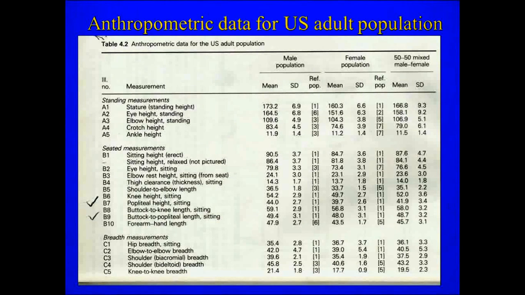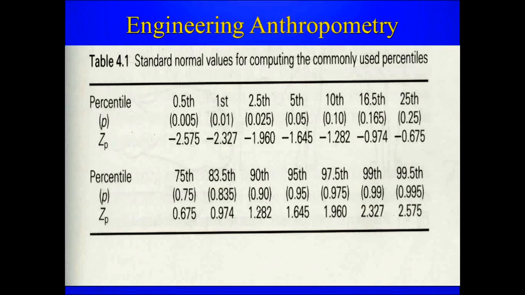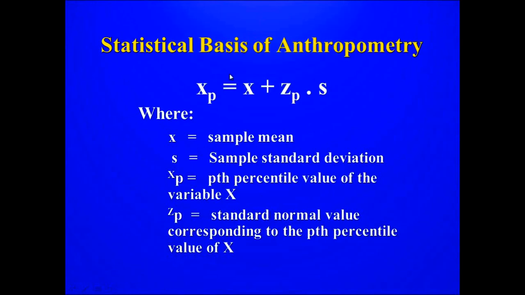So if we have a mean, as we showed here for both the sitting popliteal height and the popliteal distance to buttock, for the means and standard deviation, we have our z-scores that you presented right here. Then we have all the information that we need to be able to solve for this particular population in terms of what is going to be accommodated.